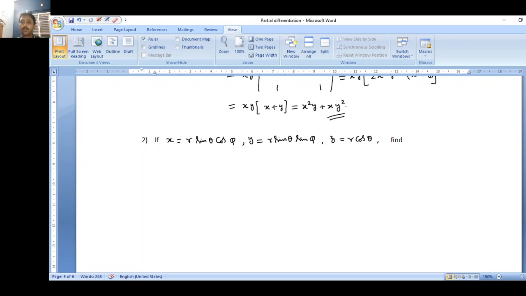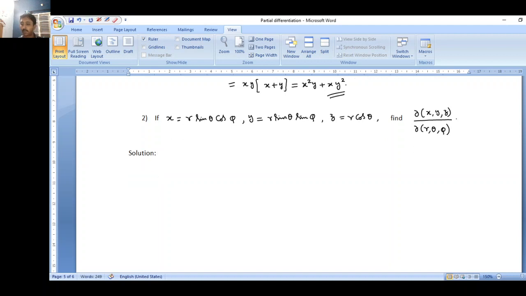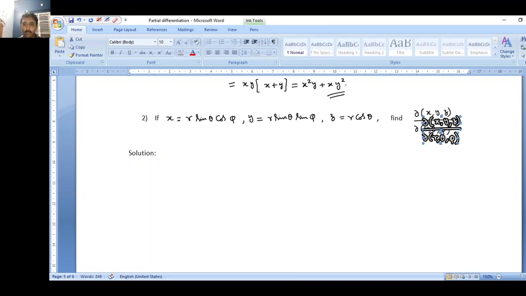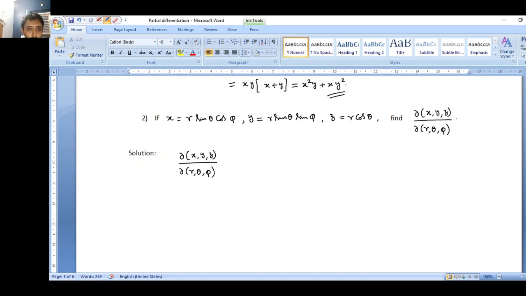Okay, and now we are told to find out the value of dou of x comma y comma z by dou of r comma theta comma phi. Okay, so this is the question of consideration. So we are told to find the Jacobian of x, y, z with respect to r, theta, phi, where x, y and z are given in this fashion. So how do we start with? First of all, how do we define dou of x, y, z with respect to r, theta, phi? How is this defined as such? So we'll see what exactly this is, and then we'll go ahead evaluating this expression.